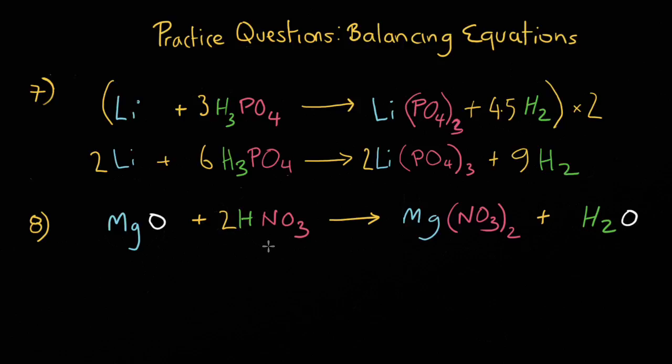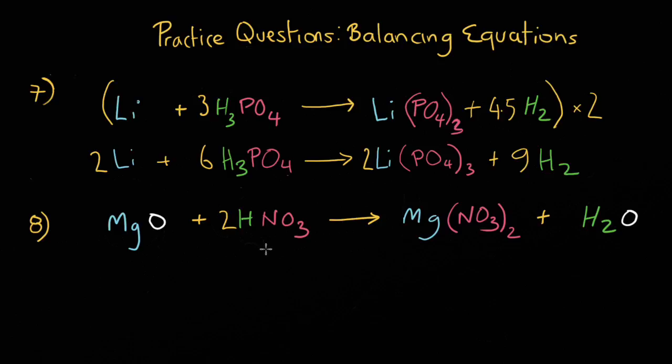So hydrogen is now balanced. It also multiplies the nitrate by 2 as well. Recall that when we place a number in front of a compound or a molecule, it multiplies everything to the right of that number by 2. So 2 times that nitrate. So we've got 2 nitrates now on the left. And we also happen to have 2 nitrates on the right. So just by placing that number 2 there on nitric acid, we've actually balanced the equation.